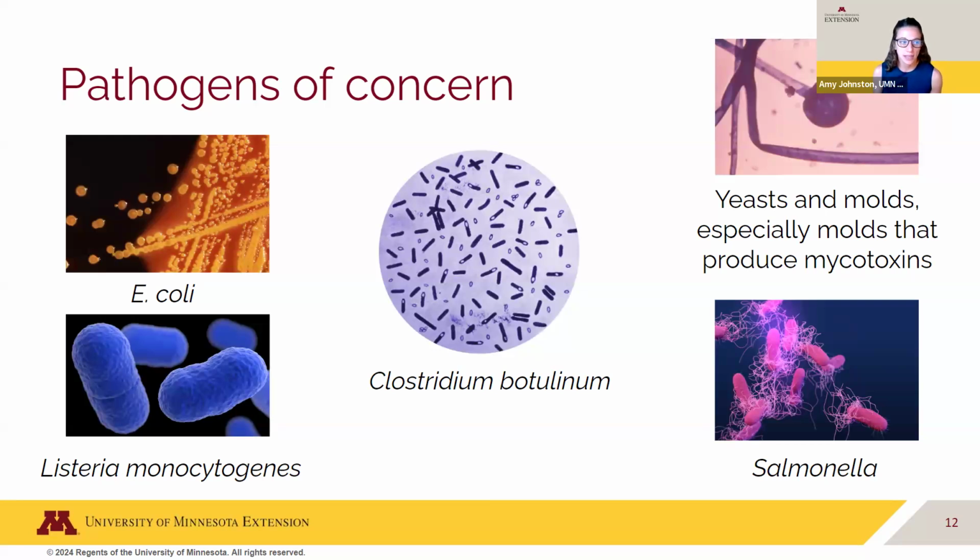Acidification of food to that 4.6 or below prevents Clostridium botulinum spores from being able to germinate to the vegetative cells that then produce the toxin that can cause botulism. Yeasts and molds, especially molds that produce mycotoxins, which then cause illness, can be in a product if it was not correctly prepared, or maybe the jar didn't seal properly. So then any molds or yeast just naturally in the air got into the food.